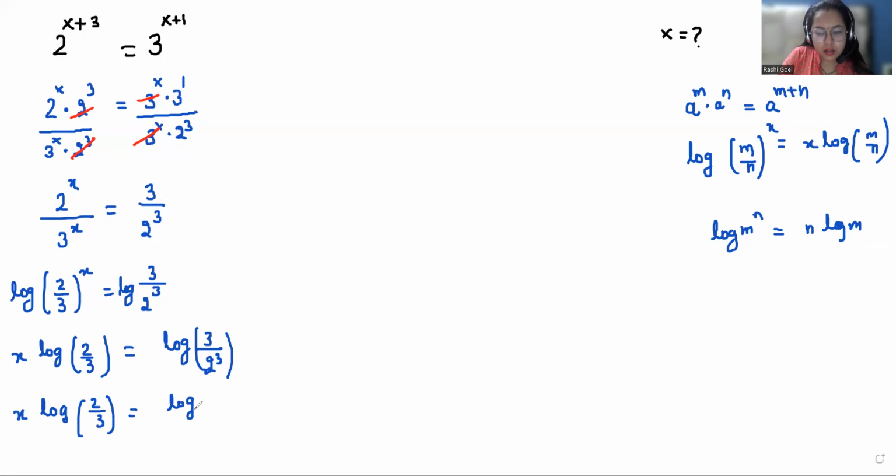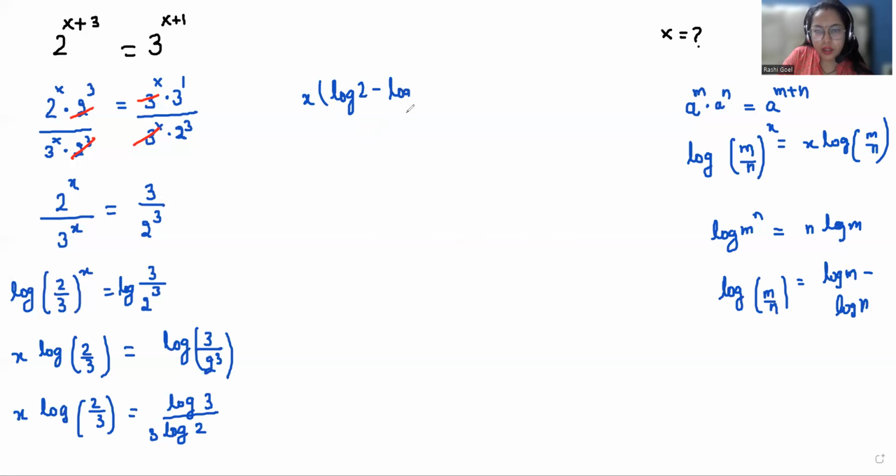log 3 by log 3 log 2. So log m by n is equals to log m minus log n. We can write, so we can write it as x in bracket log 2 minus log 3 and on right hand side log 3 minus 3 log 2.